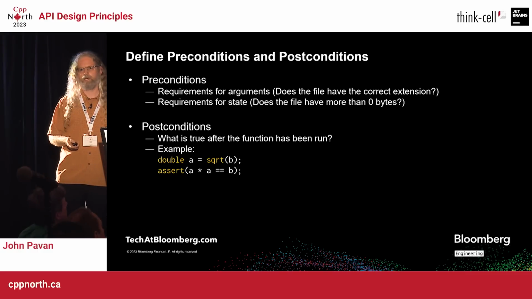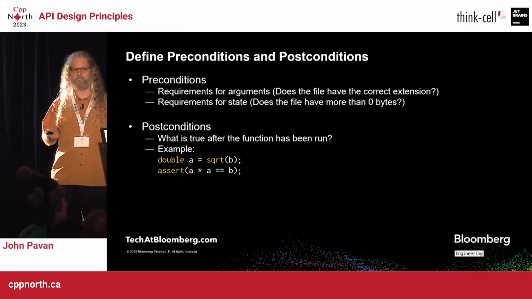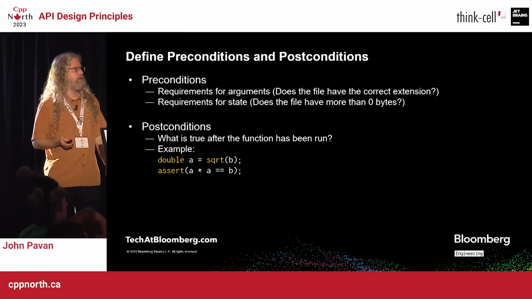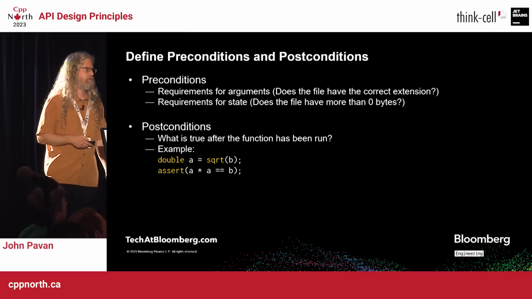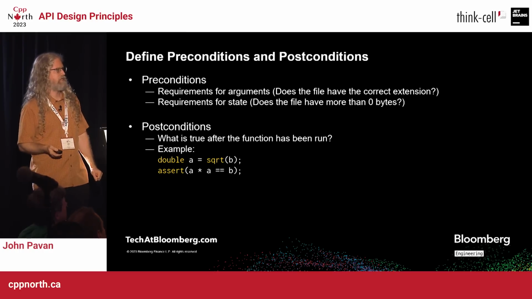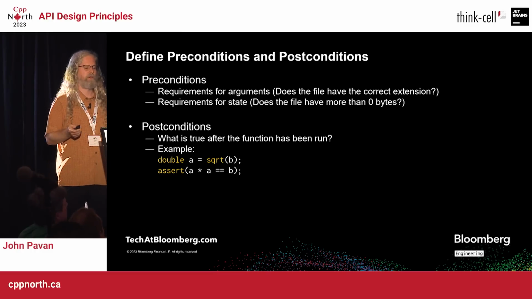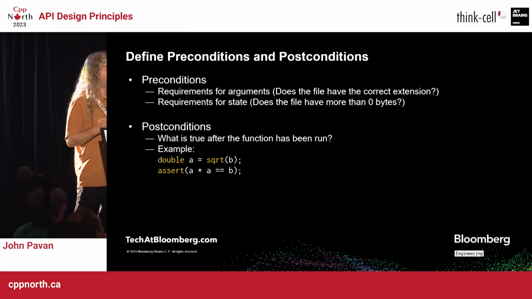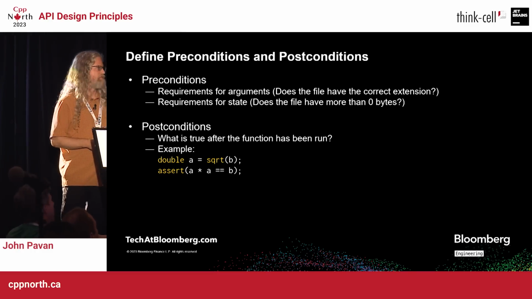This can be something like the object should be in a particular state, or it can be things about the return values. Like if A is the square root of B, you really should be able to get B back by squaring A, at least within the limits of floating point math.